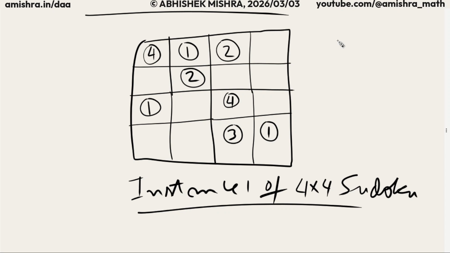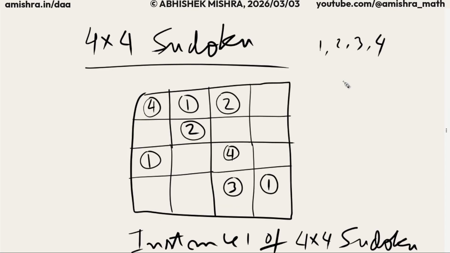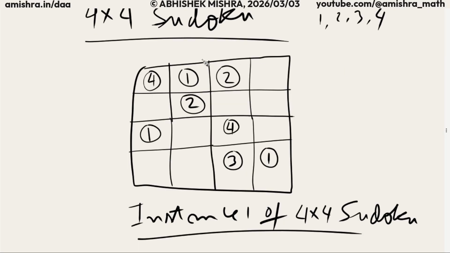Now we have to solve this puzzle. As I explained earlier, we have to fill the numbers from 1 to 4 such that each of the smaller squares have the numbers from 1 to 4 exactly once. Each row has numbers 1 to 4 exactly once. Each column has numbers 1 to 4 exactly once. So now we try to solve this problem. 4x4 puzzles are easier to solve than the standard 9x9 puzzles.